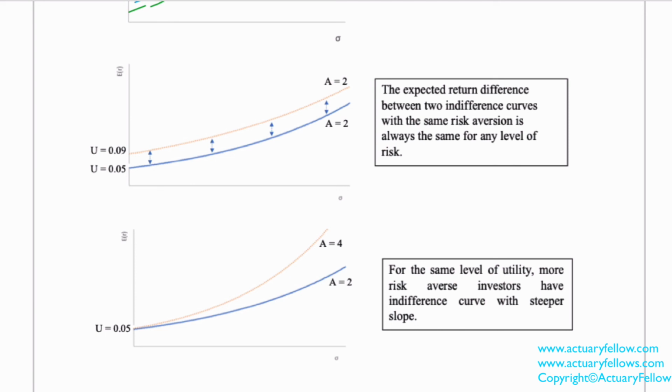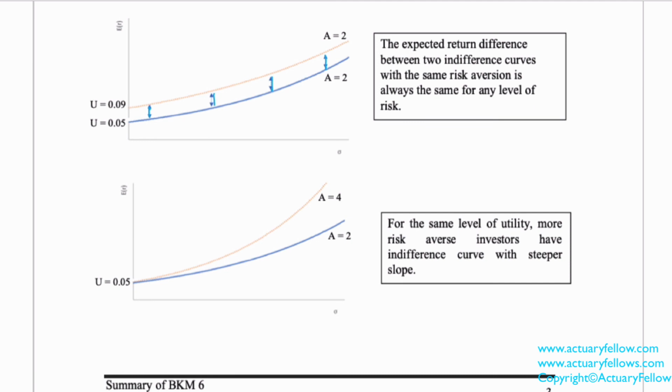For an investor with a given aversion, the expected return difference between the two indifference curves is the same for all portfolios at a given standard deviation. From the third graph, we can see for the same level of utility, 0.05, more risk-averse investors have indifference curve with steeper slope because they require higher expected return.